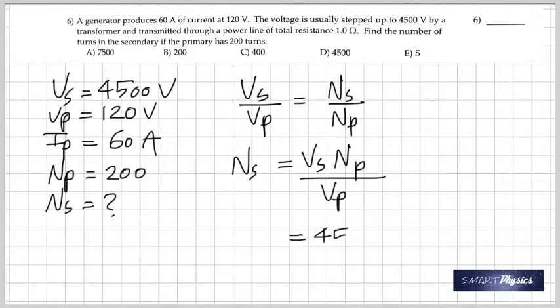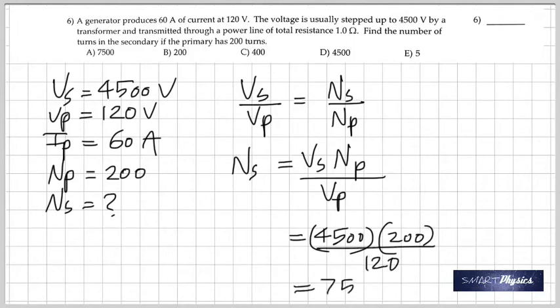Rearrange this equation. 7,500. So you really do not need the current in the primary. We did not use it.